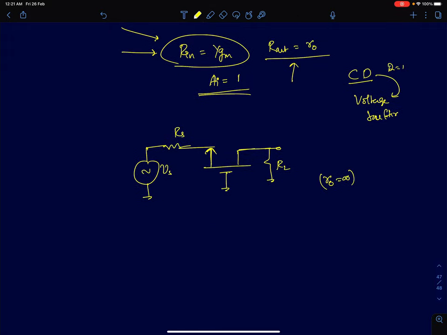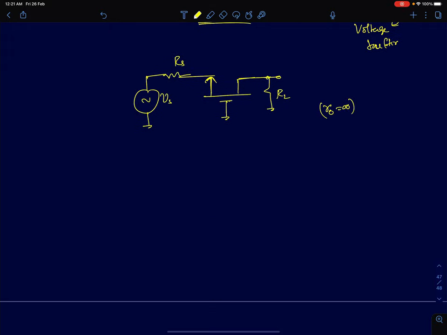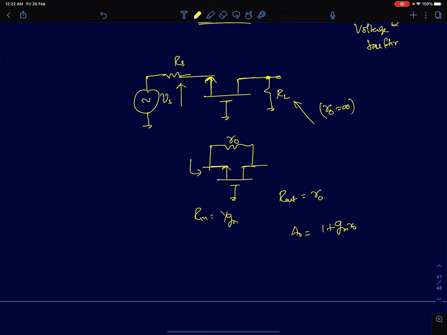Now I'll quickly review what we did in the previous lecture, when we considered the voltage source to have a finite source resistance and then connected a finite load resistance. To refresh your memory, for a common gate amplifier, we derived the expressions for input resistance to be 1 by gm, output resistance to be equal to R0, and the intrinsic gain, the unloaded gain when RS equals 0 and RL equals infinity, as 1 plus gm R0. So that's your intrinsic gain, and we derived that in the previous lecture.